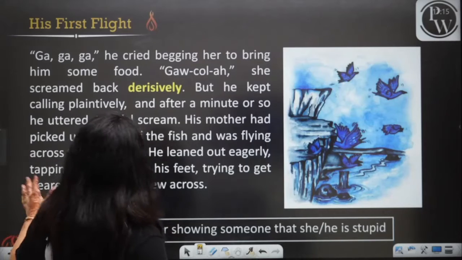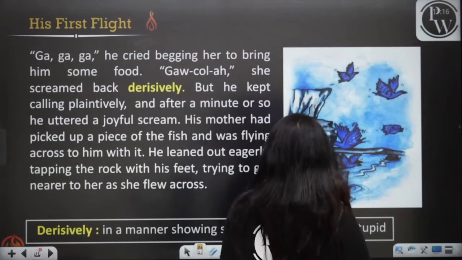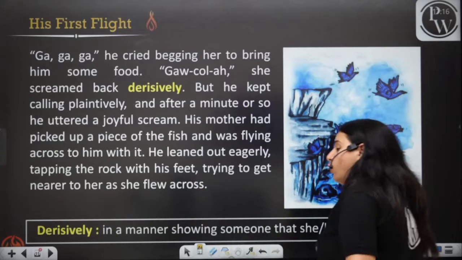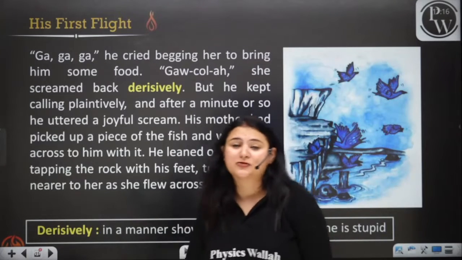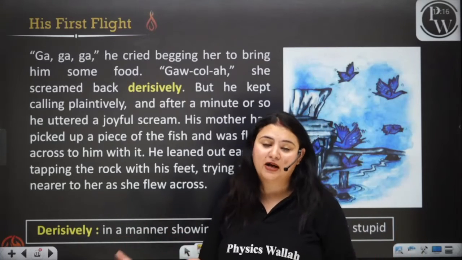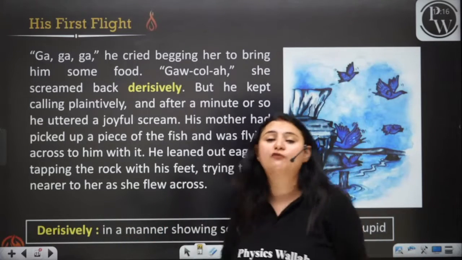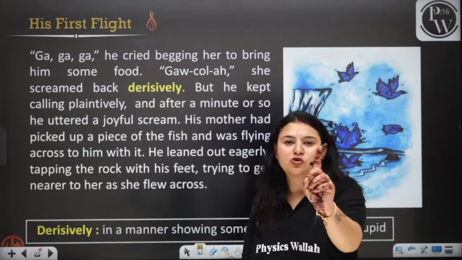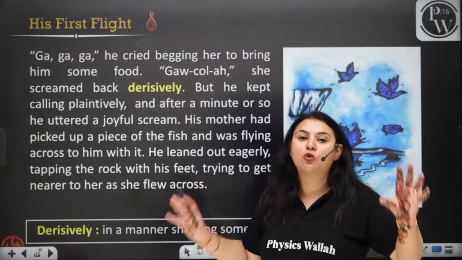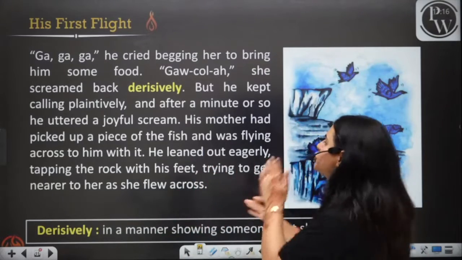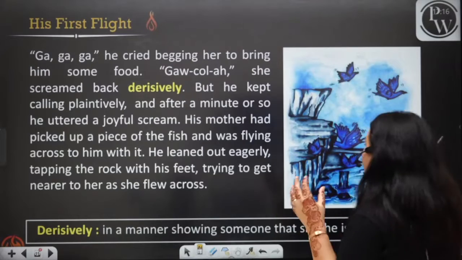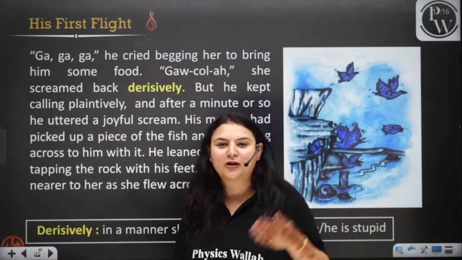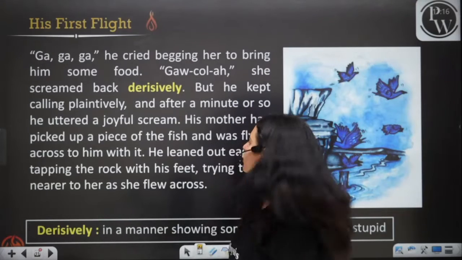"Ga, ga, ga," he cried, begging her to bring him some food. "Gah, kaul, ah," she screamed back derisively. Now, what he did, he tried to call his mother. He was crying, "Ga, ga, ga, give me some food, mother." He was begging for food from his mother. But her mother screamed back. Her mother was also not less. She had decided that today I'm going to teach my son a lesson. And she screamed back derisively. Derisively means that she was telling him, ha! You're a stupid person, okay? You're not learning anything. I am not going to give you the food.